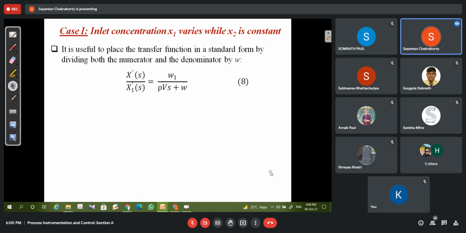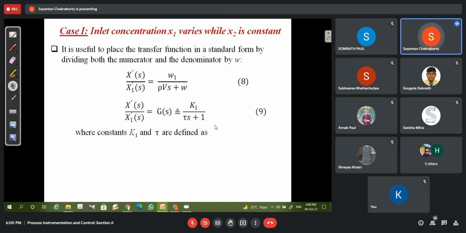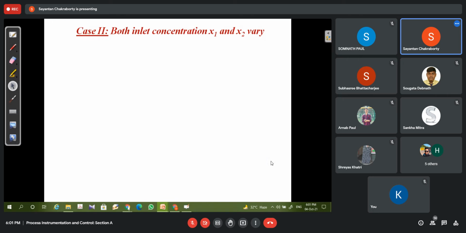So this again can be represented in a more conforming form like this, the gain and time constant form, where the gain is defined as W1 by W and the time constant is defined as rho V by W. So this is a composite form of this transfer function between x1 prime and x prime, or you can say x1 and x.